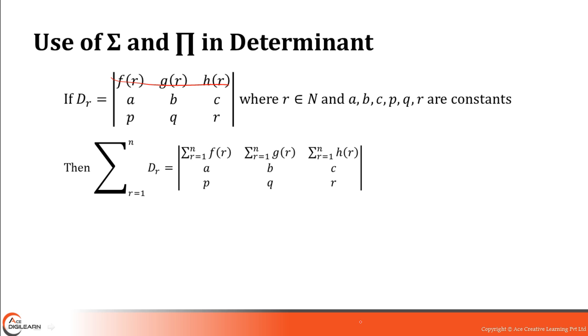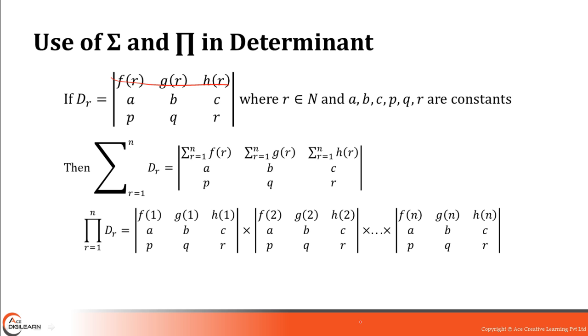And pi of the determinant can be taken as the first row substituting r as 1: f of 1, g of 1, h of 1, into the second row keeping r value as 2: f of 2, g of 2, h of 2, and so on. Lastly, keeping r value as n, in the first row we get f of n, g of n, h of n, keeping the other two rows unchanged. Thank you very much.